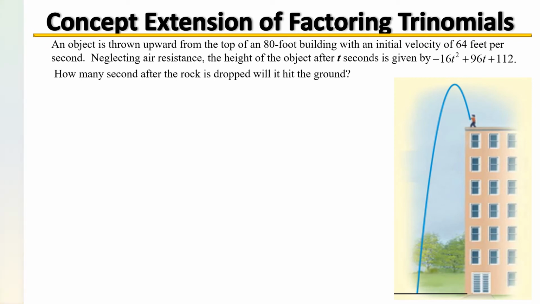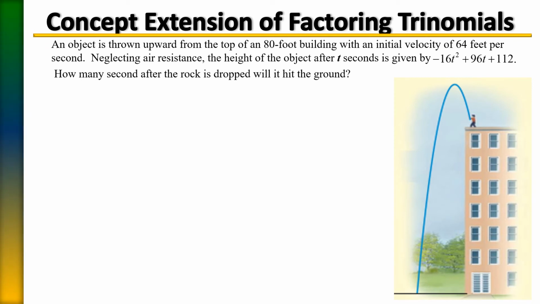In this next example, an object is thrown upward from the top of an 80-foot building with an initial velocity of 64 feet per second. Neglecting air resistance, the height of the object after t seconds is given by the equation negative 16t squared plus 96t plus 112. How many seconds after the rock is dropped will it hit the ground? We actually did one of these problems in class, but we only went as far as just to factor it. Here's where you're going to go further than just factoring it. You must also be able to solve for that variable.